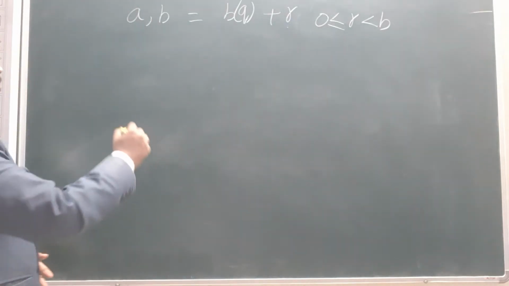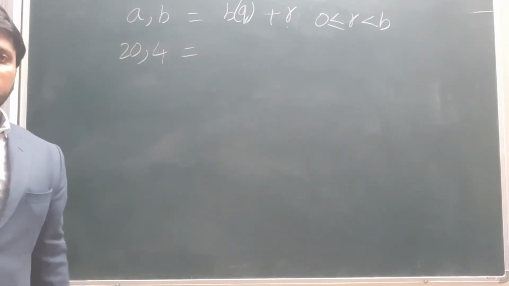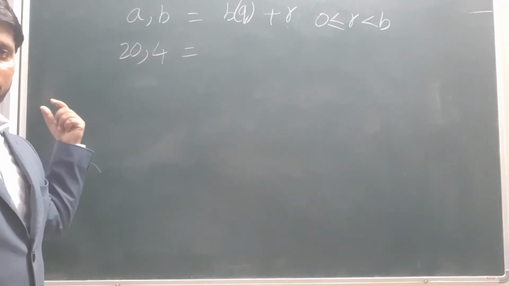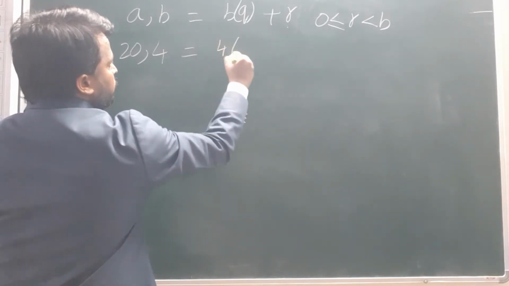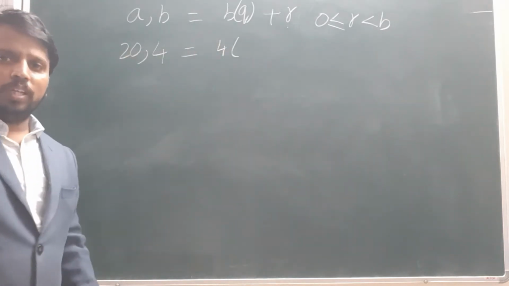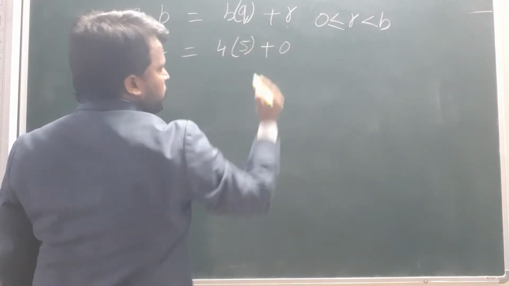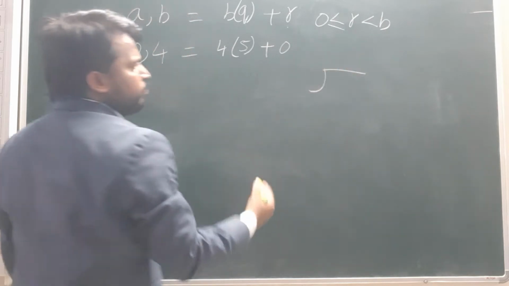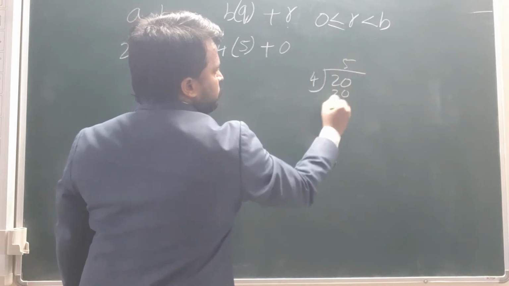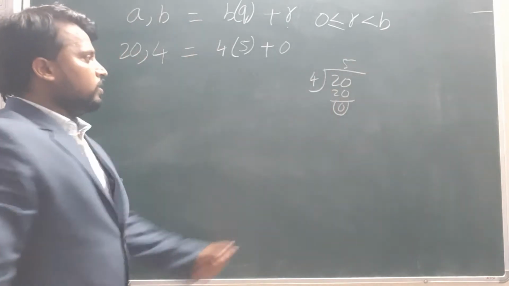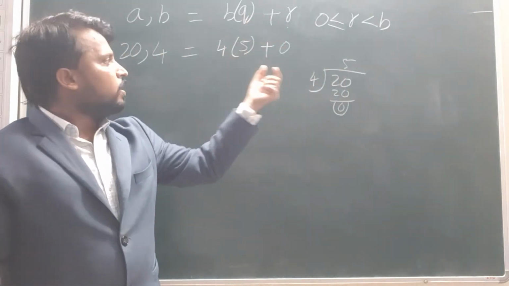For example, I will show you one example. If you take 20 and 4, which one is the smaller? 4 is the smaller, so that will behave like the divisor. In the 4 table, where do we get 20? 4 fives are 20, right? Then the remainder is 0. Simply, I did division only. The remainder r value is 0, the quotient q value is 5, and the divisor is 4.